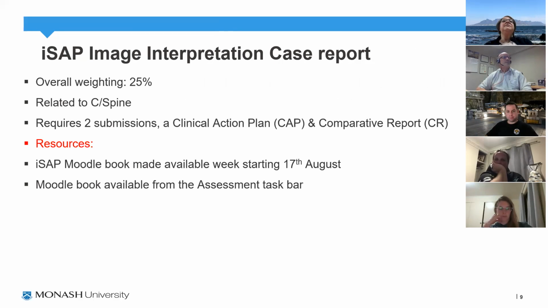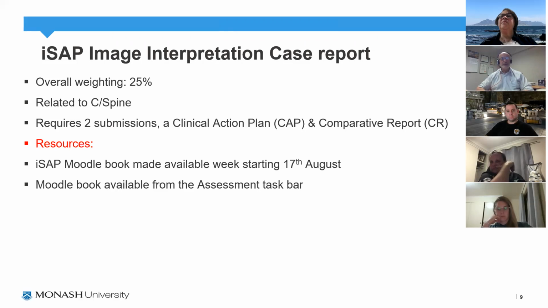For the ISAP case, the overall weighting for that is 25%. And this time the case will be related to the cervical spine. I don't know, Tony, if you maybe want to just give a little bit of intro to that, because that's the case that you've been working on primarily. I don't want to give anything away at this point, but it's a case that happened here where I work in Tari, and it's a chap that injured his neck.